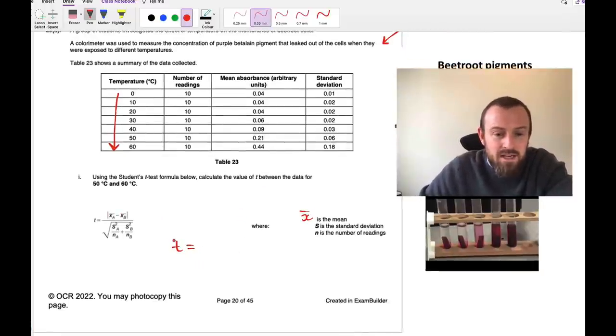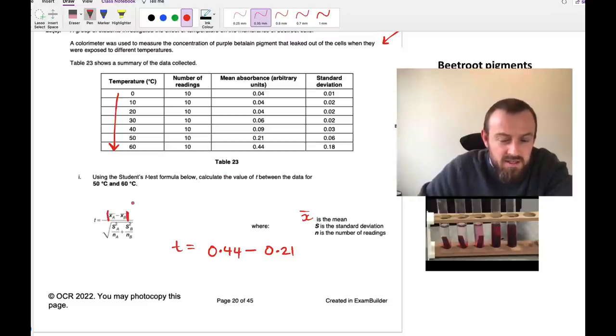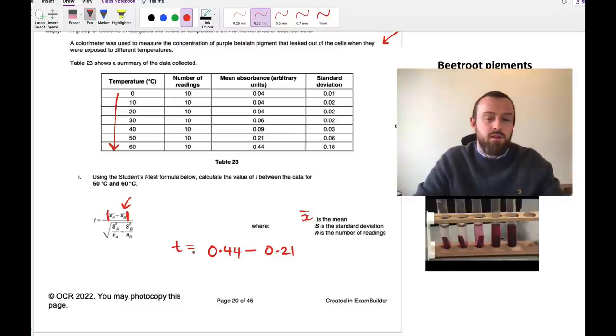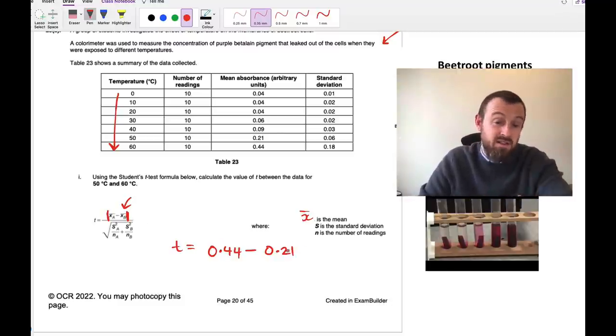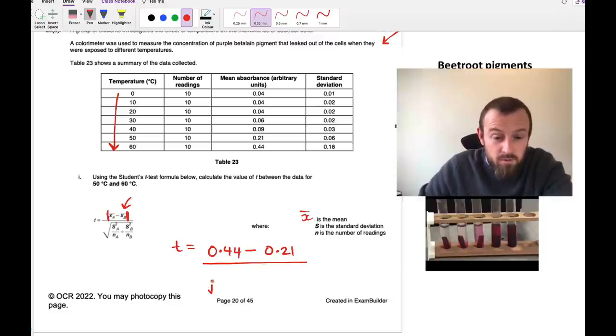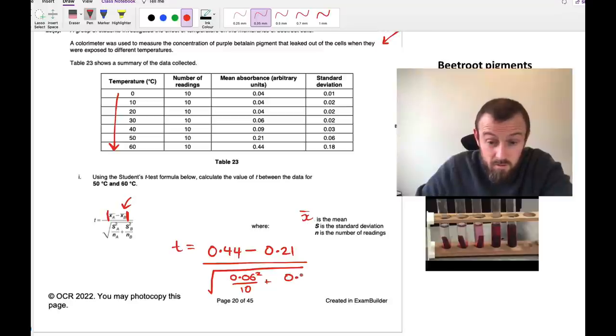t equals x A minus x B. So let's do 0.44 minus 0.21. And this here means the size of it doesn't matter. It's the modulus of it. So it doesn't matter if you do this take away this or this take away this. It's fine. And then we put it all over the square root of the standard deviation, 0.06 squared over 10 plus 0.18 squared over 10.